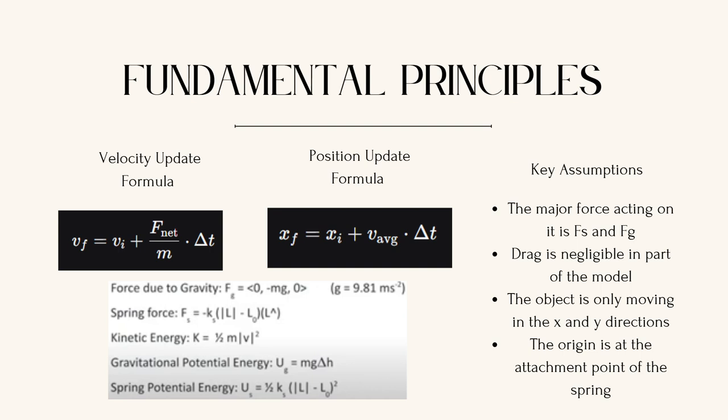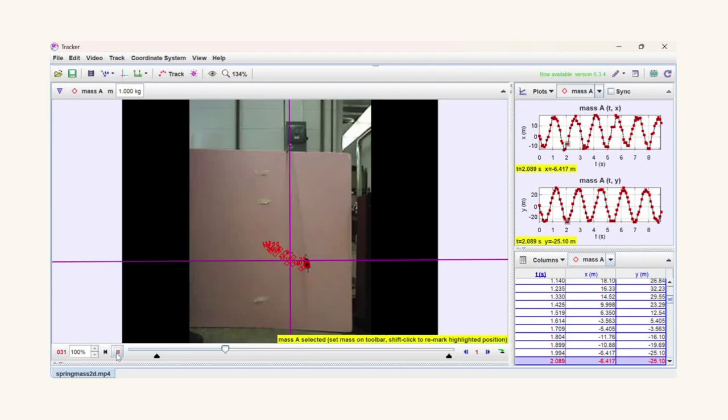Some key assumptions that we also need to know for the lab are that the major forces acting on the object are the force of the spring and the force of gravity. Drag is negligible in the model, and the object is only moving in the x and y directions. The origin is at the attachment point of the spring. Okay, and then we're going to go into our Tracker.